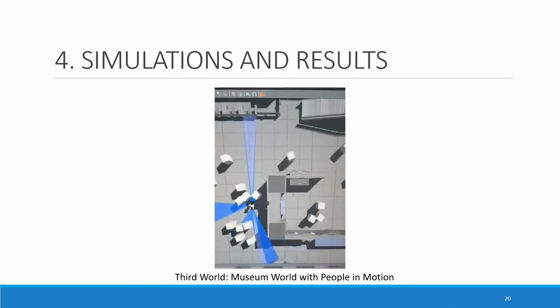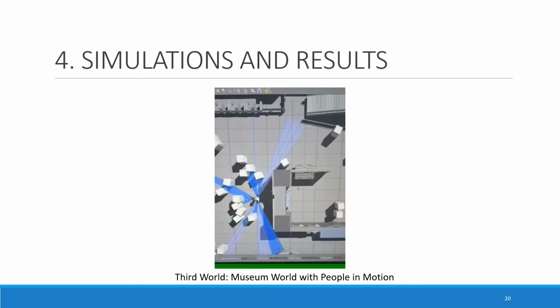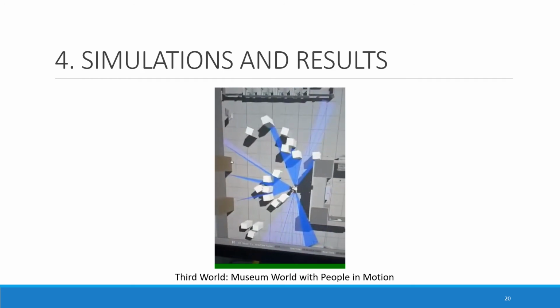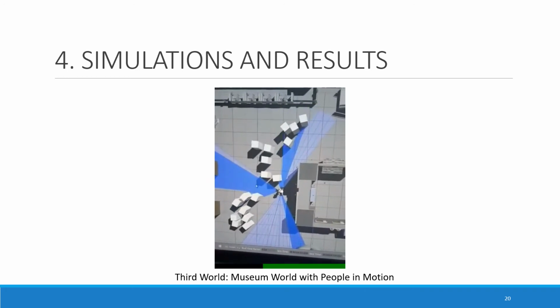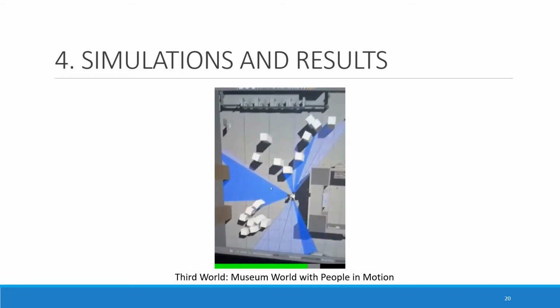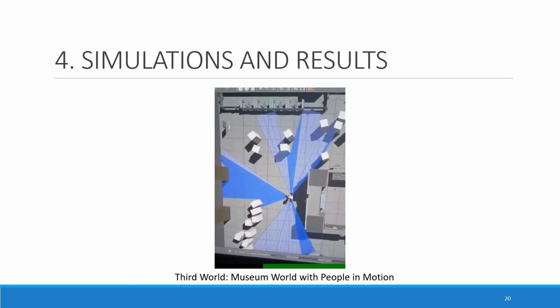Static people in the environment are simulated with models of human beings. The third world is a museum with people in motion, using objects called agents, which physically take on the appearance of rectangular boxes in motion. This world is crucial as it allows testing Gmapping divergence in dynamic environments.